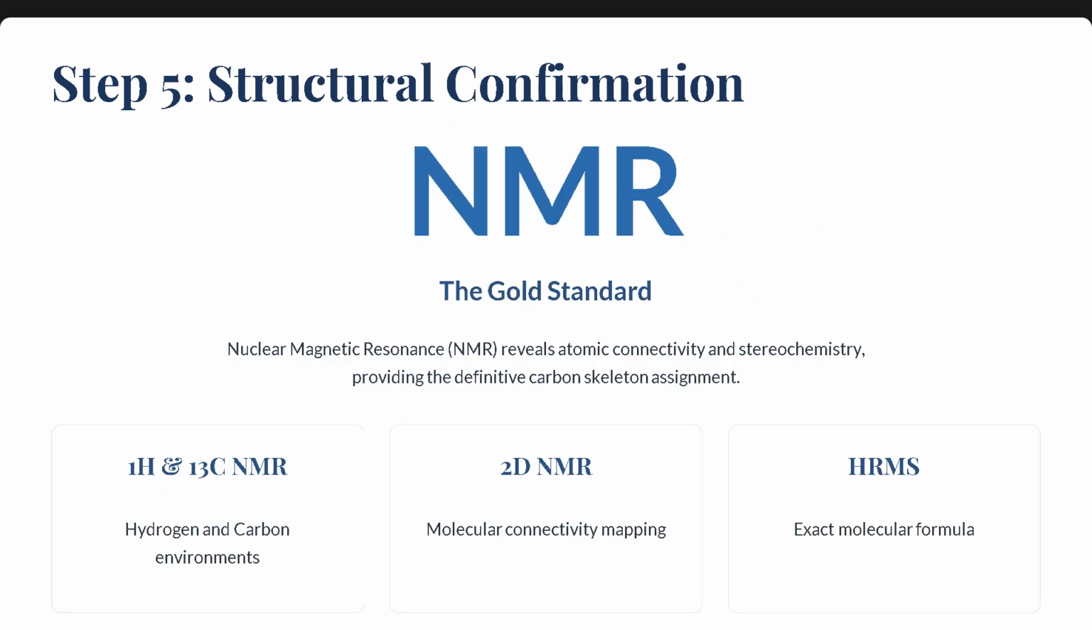With the impurity isolated, we move to the most important stage, structural confirmation. The gold standard technique here is nuclear magnetic resonance spectroscopy, or NMR. Proton and carbon NMR provide information about the chemical environments of hydrogen and carbon atoms, while two-dimensional NMR techniques reveal how atoms are connected within the molecule. High-resolution mass spectrometry further confirms the exact molecular formula. Together, these techniques allow scientists to determine the complete molecular structure of the impurity.